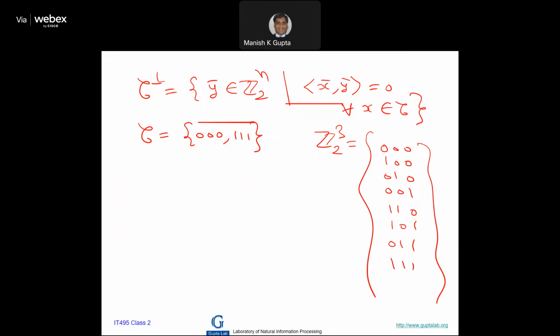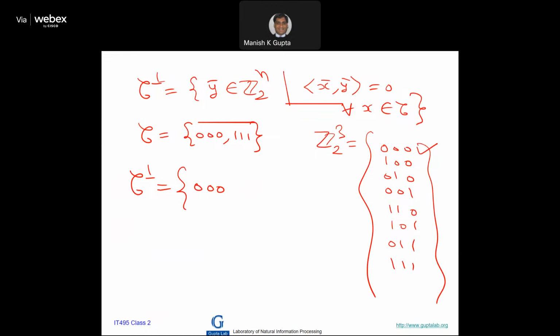Okay, so I'm going to start with 0, 0, 0, the first vector. Is it orthogonal to C? Yes, because the inner product will be 0. Inner product is defined as: the inner product of x comma y is x1 y1 plus x2 y2 plus x3 y3 dot dot dot xn yn, right? Mod 2, right? That's a very basic thing. So that means the first vector will be 0, 0, 0, right? I took 0, 0, 0, I computed the inner product with each vector in C and it turns out the inner product is 0. So that is there.